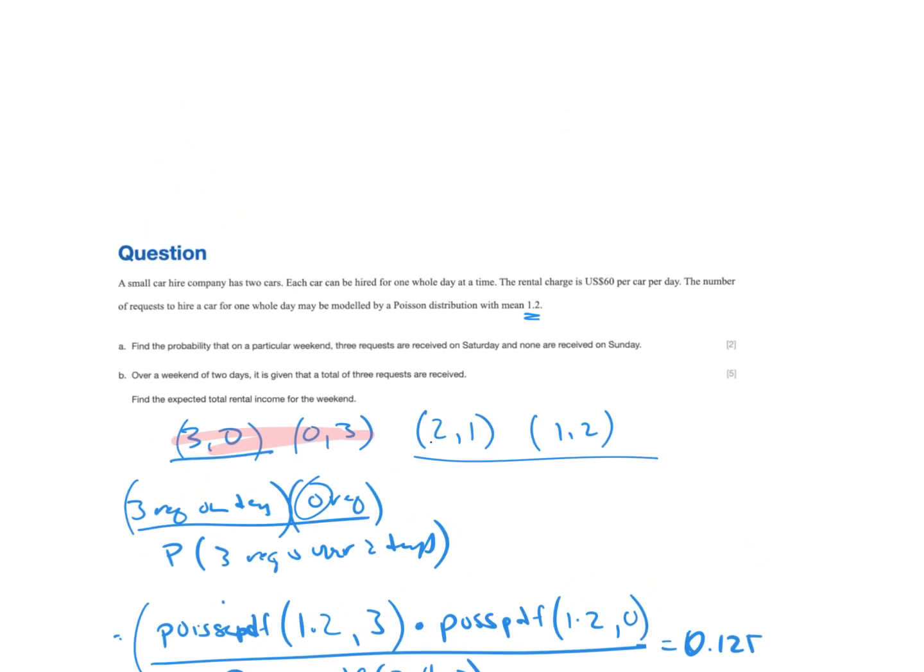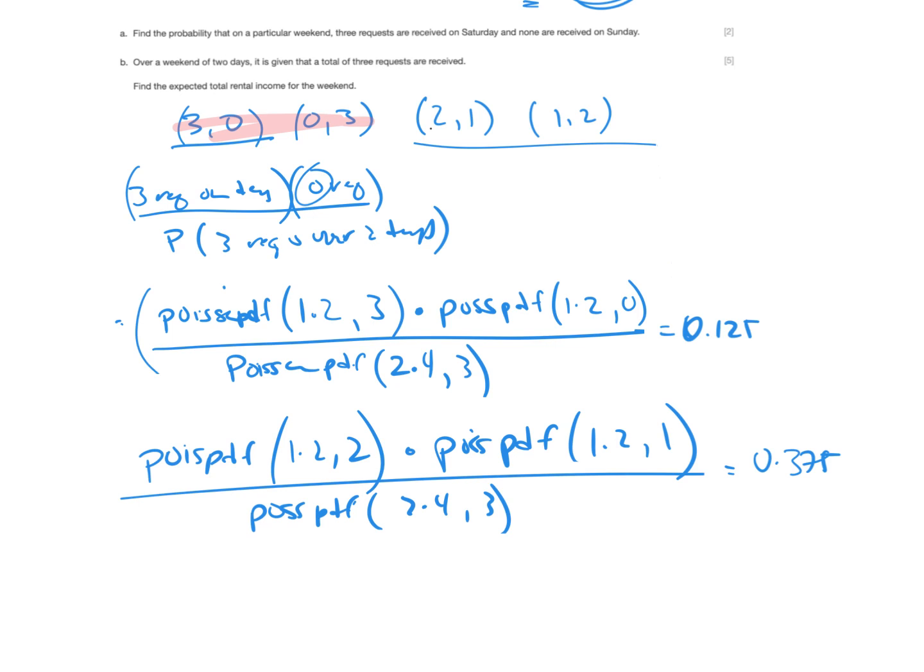So if I want to find the expected income, I know that it's $60 per car per day. So I want to find the probability of this happening. It's $60 per car per day. So I know that it's $60 per day.